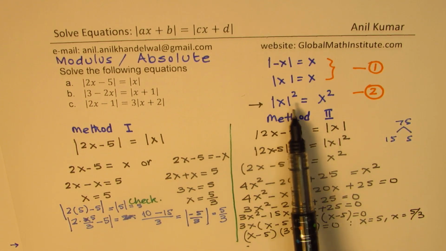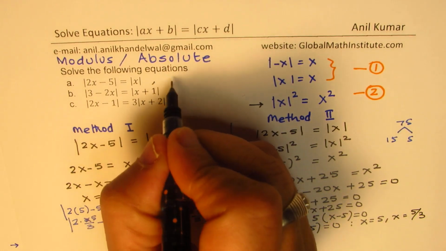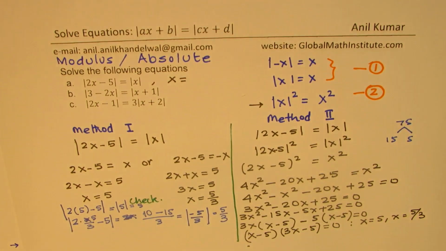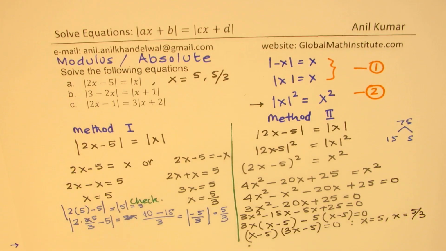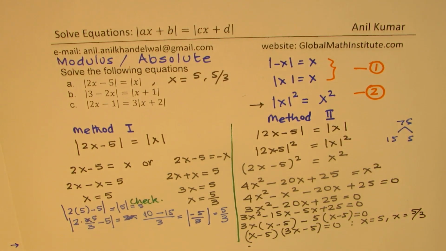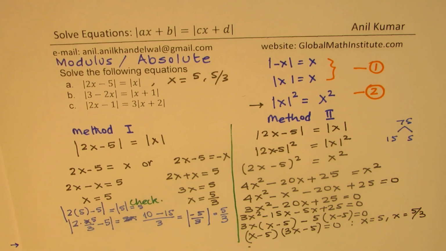The other one, you could square both sides and then do it. Does that make sense to you, right? So for the first one, we get x is equal to 5 or 5 by 3, right? So these are the two solutions for the first equation. Now let's adopt one of these strategies to solve the second question.